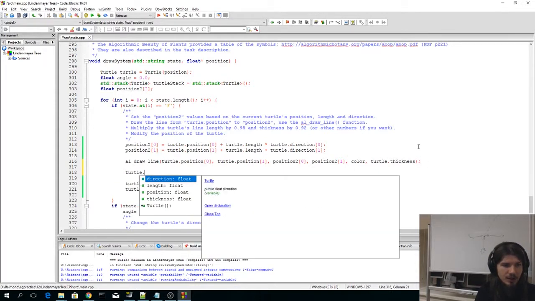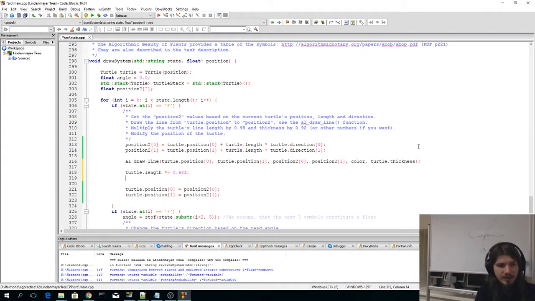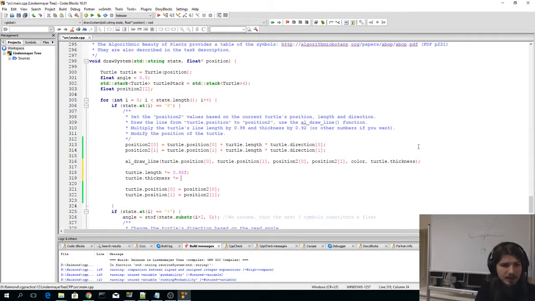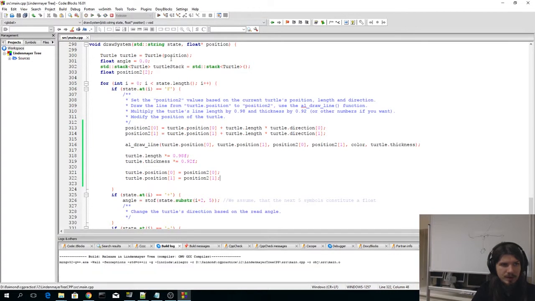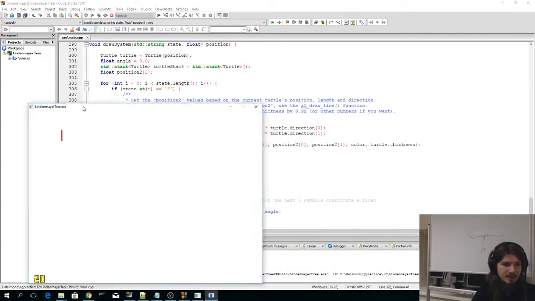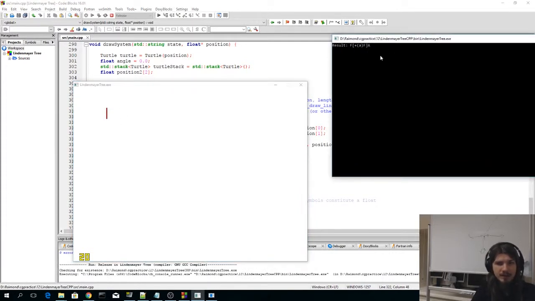So turtle length, we multiply it with 0.98, and turtle thickness, we multiply it by 0.92 float. And this should be cool. So let's see what happens. And currently we get this line on the result. And well, currently the result is this.